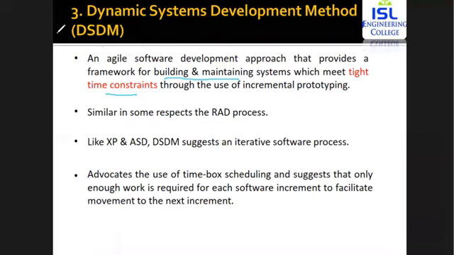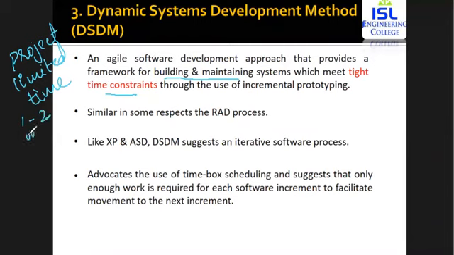Whereas this DSDM, this Dynamic System Development Method, is used when you need to create a particular project within a limited time. That is, you're given a month's time or 2 months or 6 months time. You need to create that project within that limited time. Tight time constraints means it is very limited. It can be from 1 to 2 months of time. When you have this type of scenario, you're going to go for DSDM.